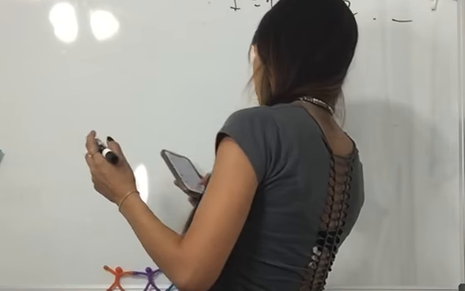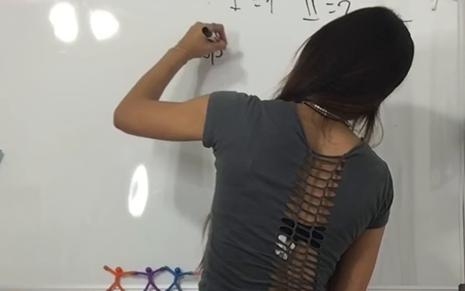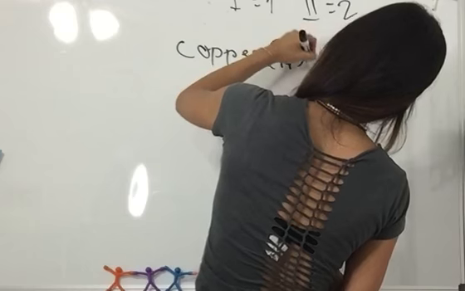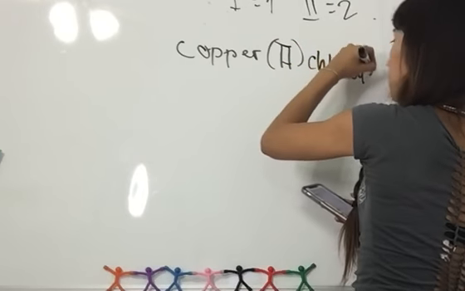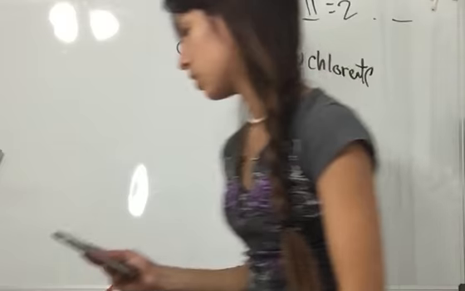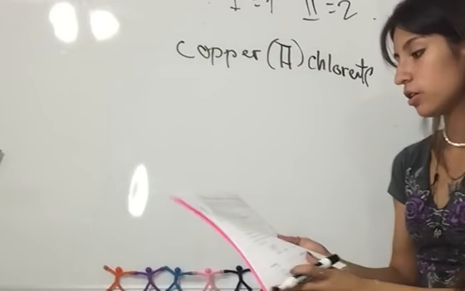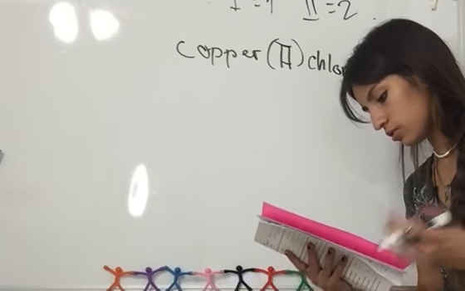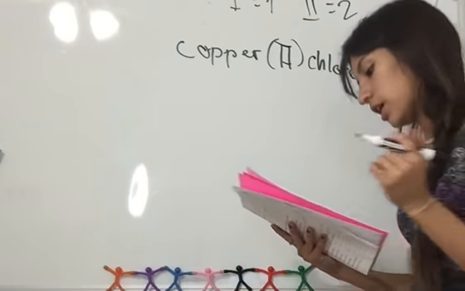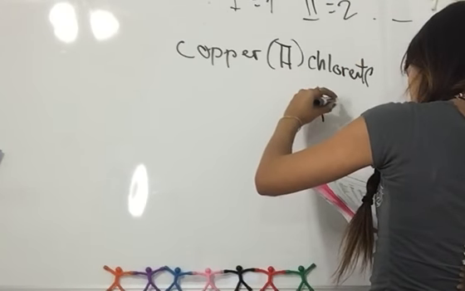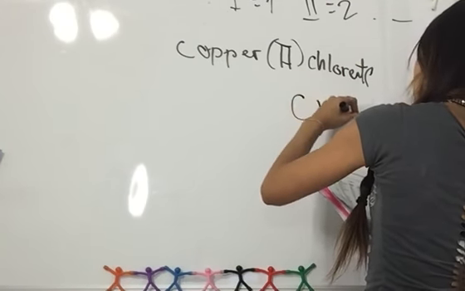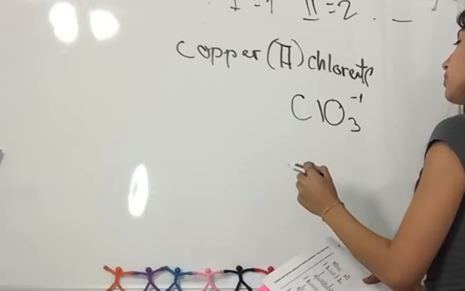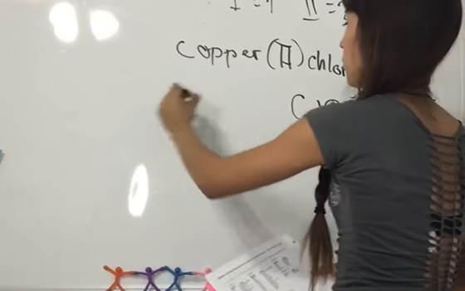So let's do copper (II) chlorate. Can you see that? Yeah, okay. So chlorate, you would have to look back on your table. It's a huge waste of time. But chlorate, ClO3. And you would check what the charge is, and the charge is -1. So, yeah. And then copper, you know that that's just Cu.